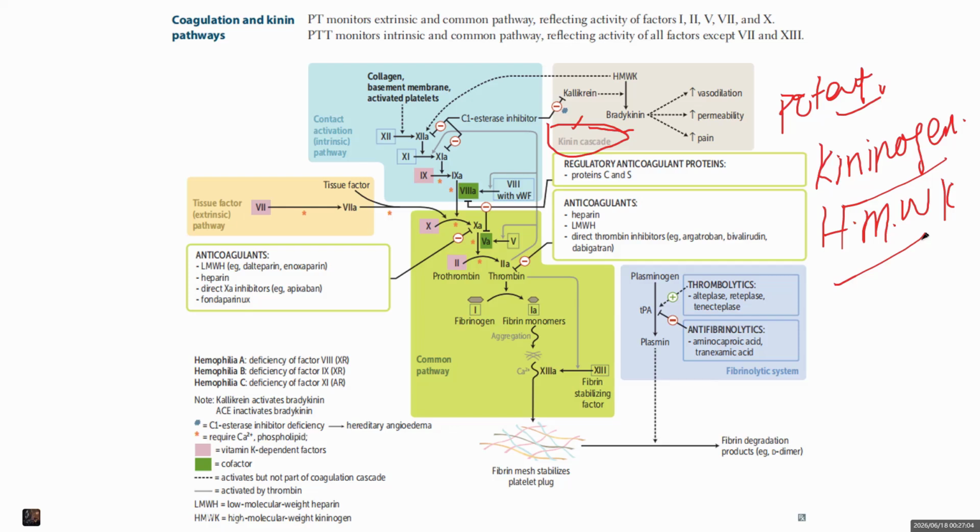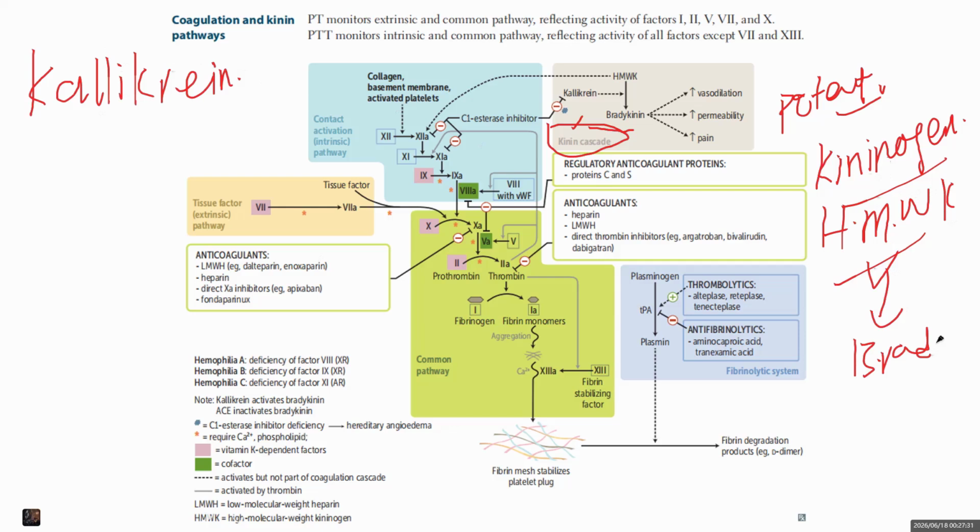Another component of this kinin cascade is kallikrein. What does kallikrein do? This is an enzyme that cleaves kininogen. And once it cleaves the kininogen, what is produced? Bradykinin is produced.